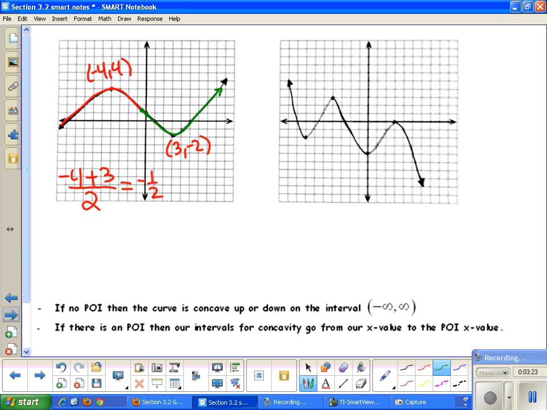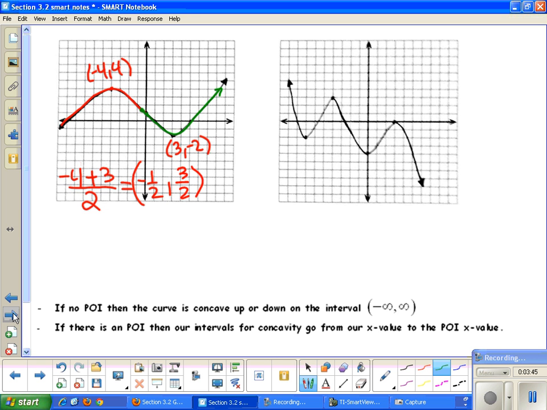So -1/2, and then how do you find the y value? If you're given your equation, you would plug this x value into the equation, and then you would find the y value. In this case, we weren't given the equation, so we're just going to look at the graph and see what it looks like it's at. It looks like it's about 1.5, so I'm just going to write 3/2.